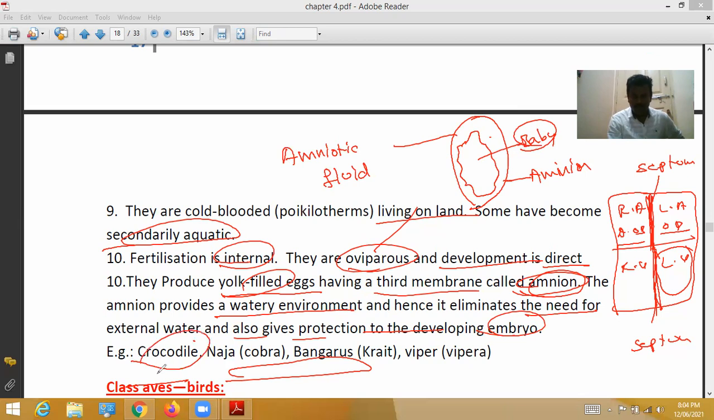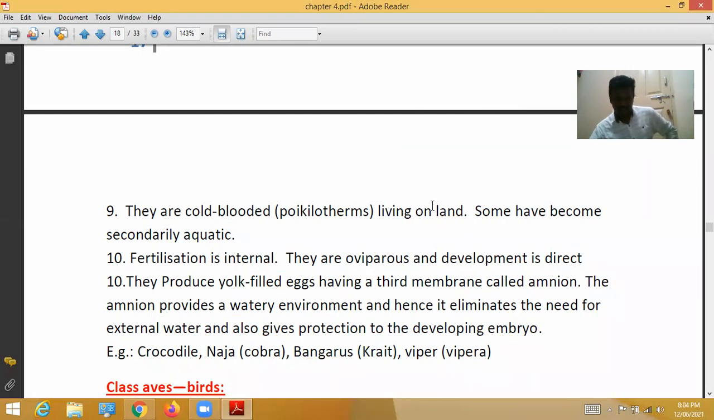Okay. So examples: crocodile, Naja, whose scientific name is cobra, Bungarus (krait), viper. So all the examples are from the class Reptilia.